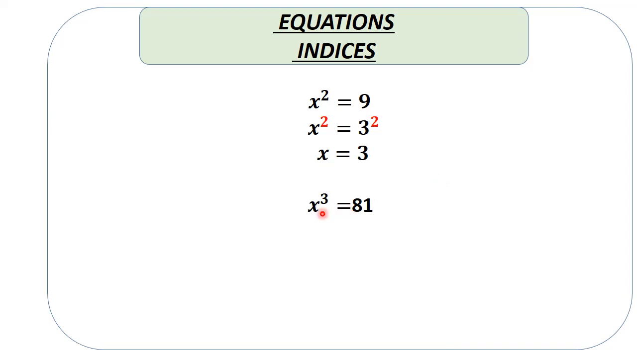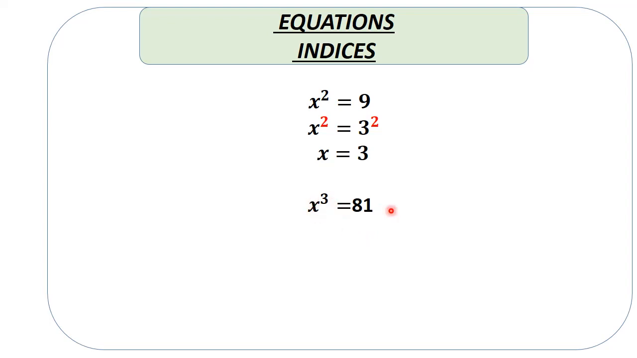Another one is this one, x power 3 is equal to 81. Again, this one can be easily solved by introducing cube root on this side and cube root on this side. So if you introduce cube root here and cube root on this side, the cube root is going to cancel with the power 3, and the cube root of 81 is going to give you 3.